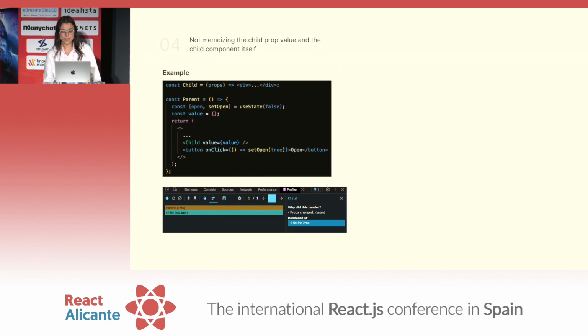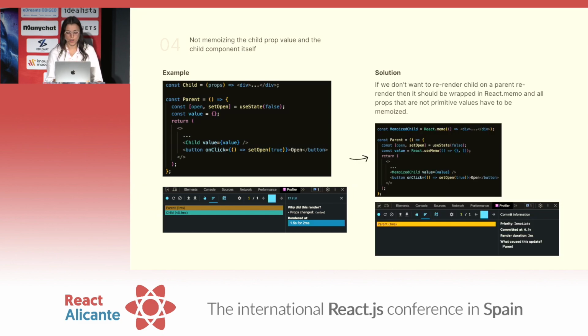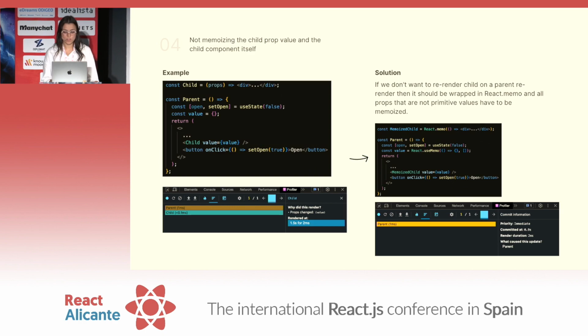The next one is the fourth, not memoizing the child prop value and the child component itself. When we structure components like this, the state change on the parent component will cause the child component to re-render. To avoid this situation, it is necessary to encapsulate the value prop within React useMemo. Additionally, the child component should be enveloped within React memo.